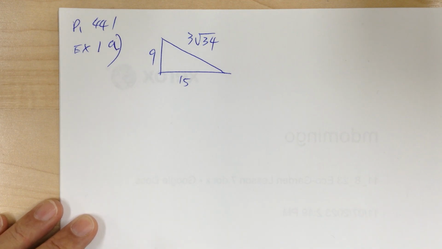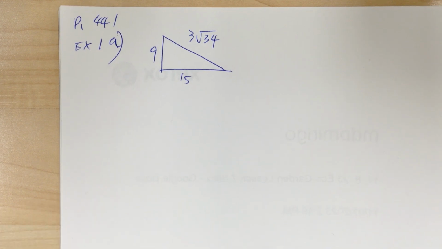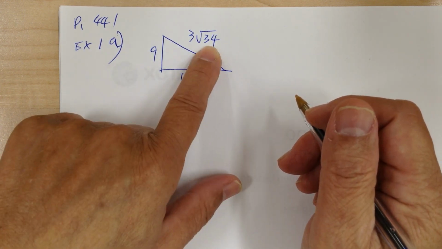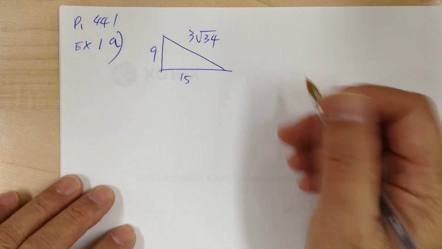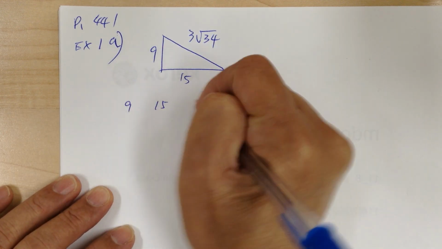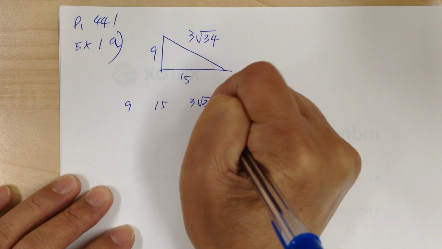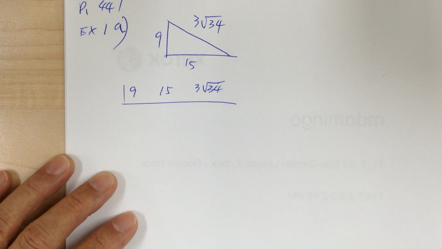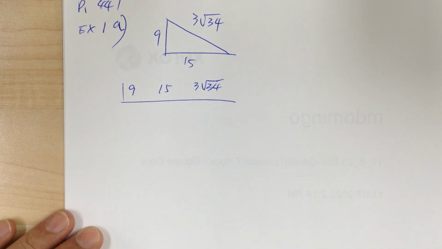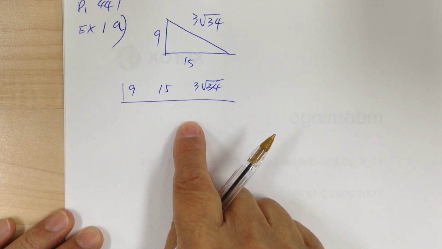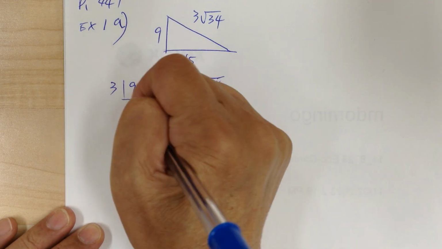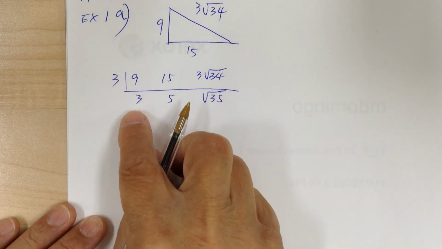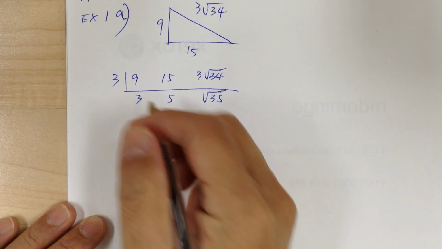Now if you want to do it quickly without a calculator, this is what you can do. Arrange the sides from the shortest to the longest, and the hypotenuse is always the longest. So you go 9, 15, 3 square root of 34. You can find the common factor so the numbers are smaller and easier to deal with. Factor out the 3, so you get 3, 5, square root of 34. Now you want to check if a squared plus b squared equals c squared.